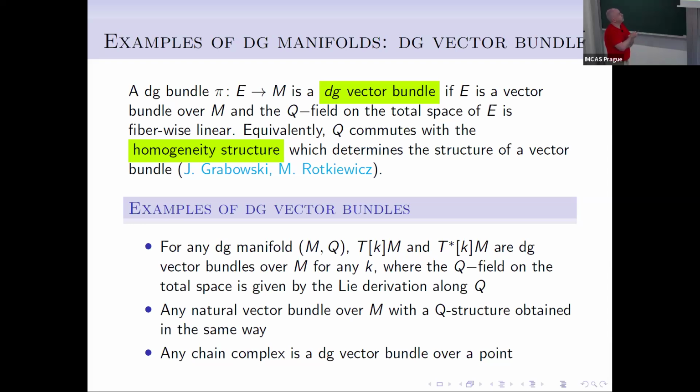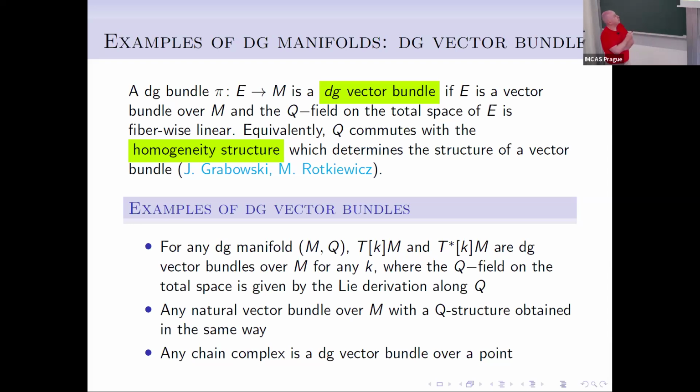So it can be nicely described by use of the homogeneity structure, which was introduced by Grabowski and Rotkiewicz a long time ago. So the idea is that graded manifolds, in particular vector bundles, which are degree 1 graded manifolds, can be described either by the change of coordinates as usual or by use of some action of a monoid. And this actually is a very nice structure. In one direction, it's obvious how it works. But in the opposite direction, it was a nice result that one can restore the structure of a non-negatively graded manifold by use of a monoid action.